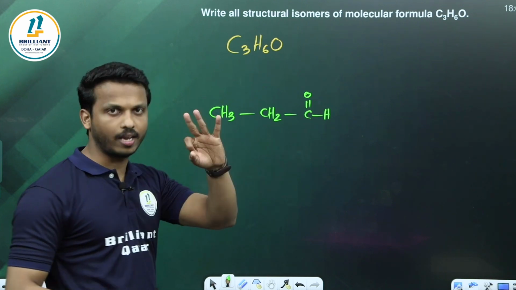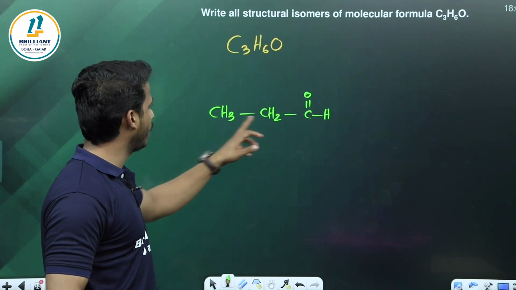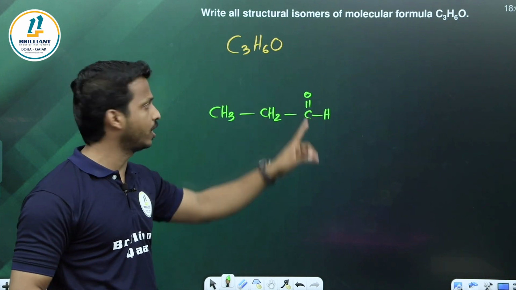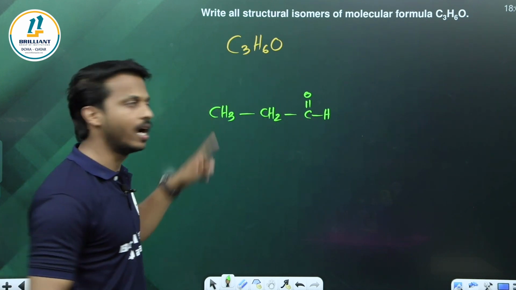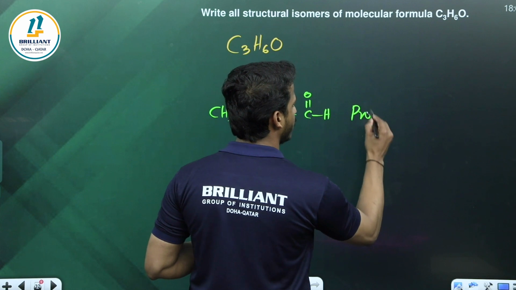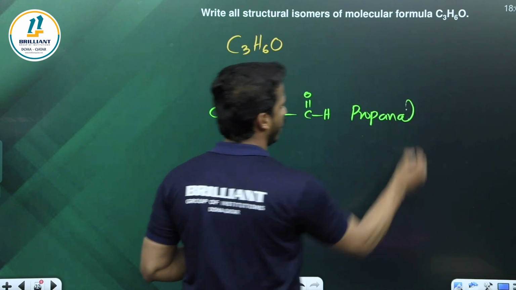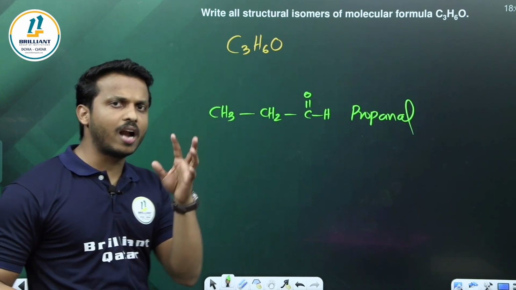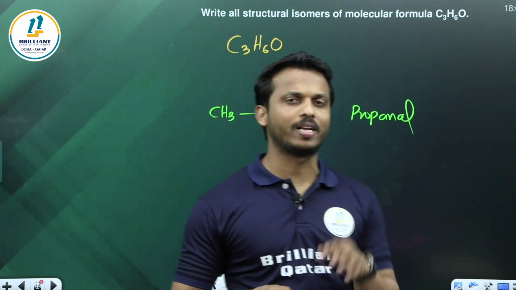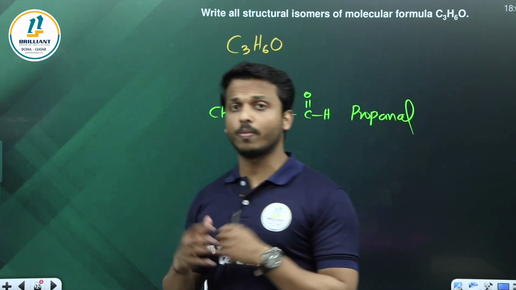1, 2, 3. Yes, 3 carbons. How many hydrogens? 3 plus 2 is 5, 5 plus 1 is 6 hydrogens and 1 oxygen. Perfect. This is an aldehyde. So what is this compound? Propanal. This is an aldehyde. Can you say what type of isomerism aldehyde can show? What are the structural isomers you studied here?